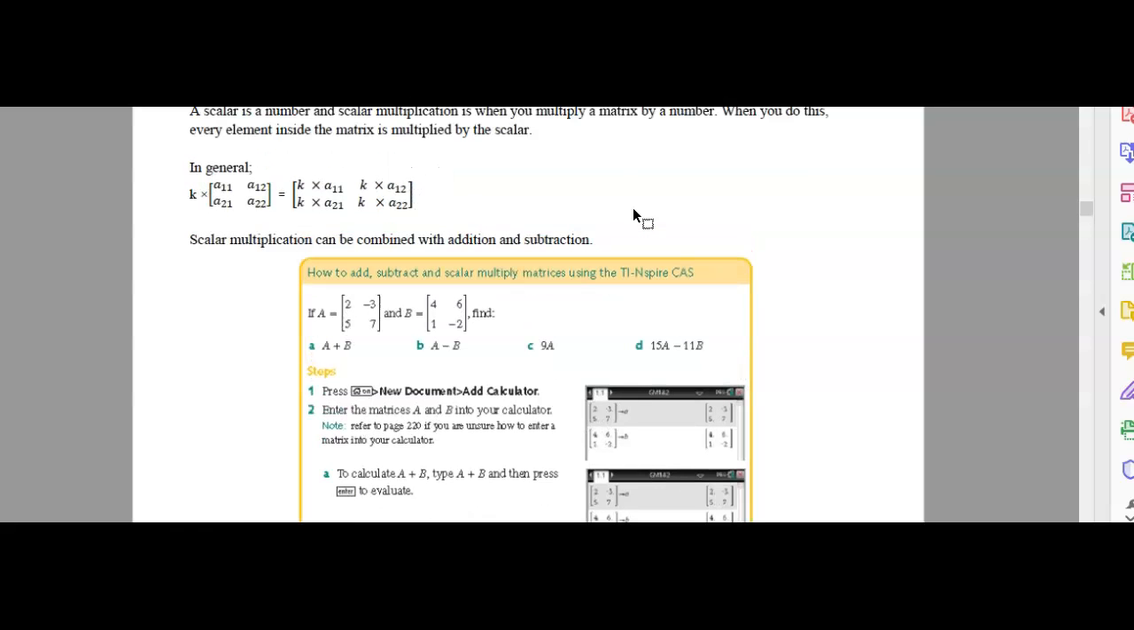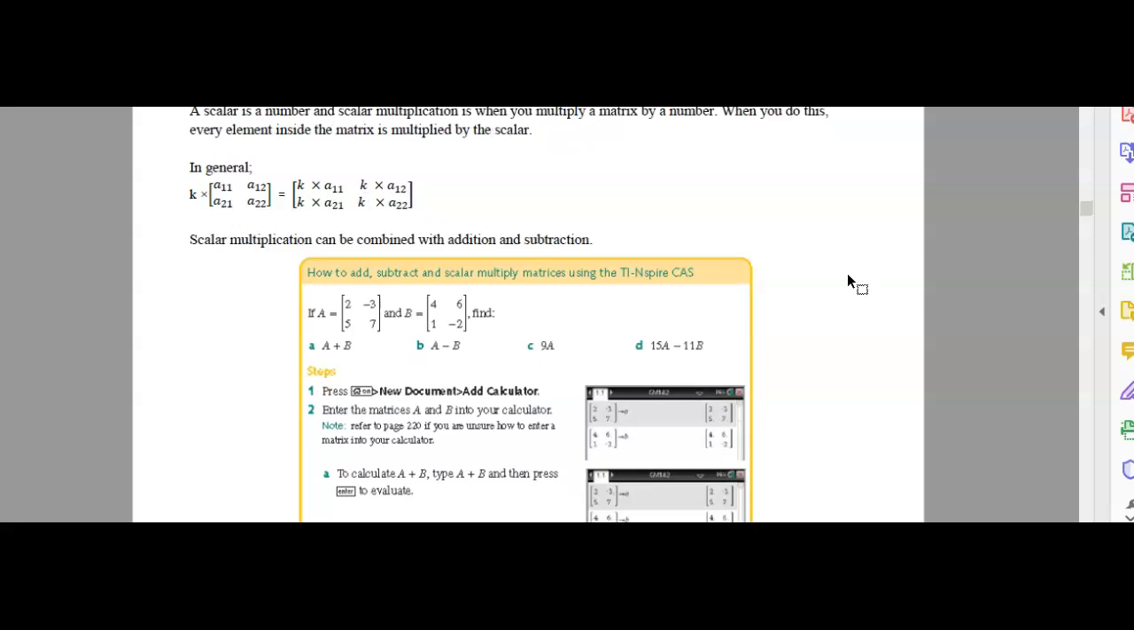Okay. So a scalar is just a number, and scalar multiplication is when you multiply a matrix by that number. So when you do a scalar multiplication, every element inside the matrix is multiplied by the scalar. So you can see here we have a matrix multiplied by k. So every element, and you can see the elements are just allocated lowercase letters. So in this case, A. Every element is multiplied by k. So you can see here on the matrix on the right-hand side, it's k times this first element, k times this element, k times this element, and so on.